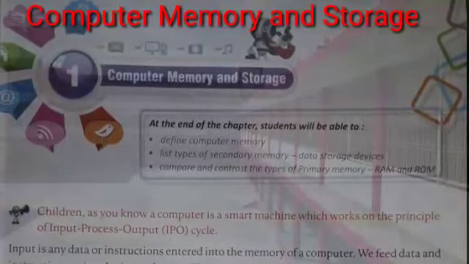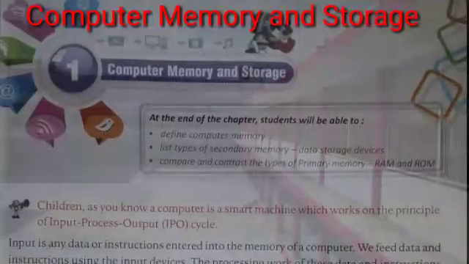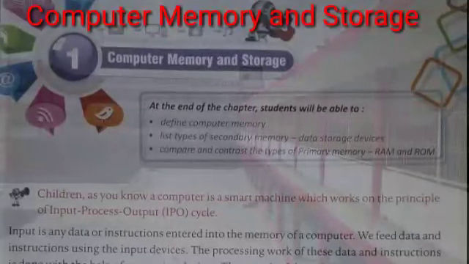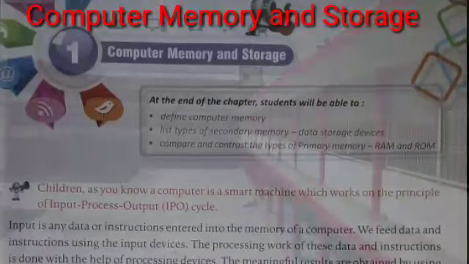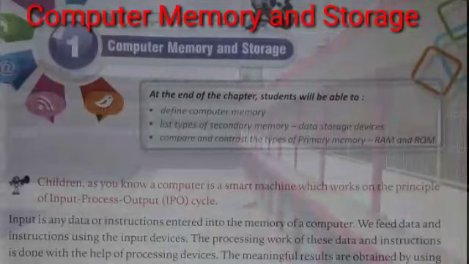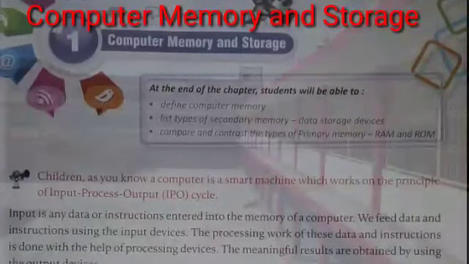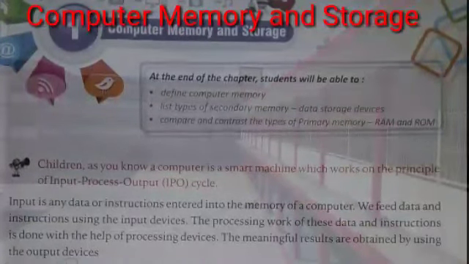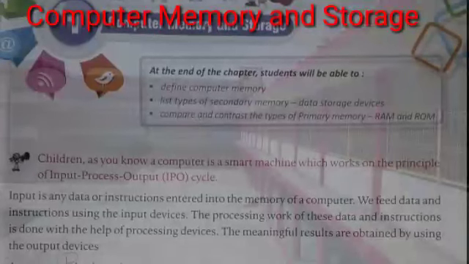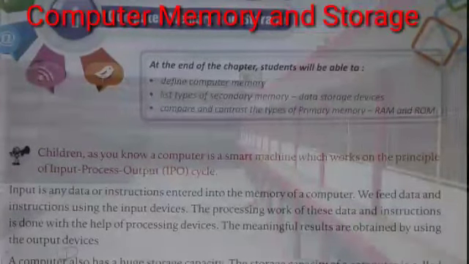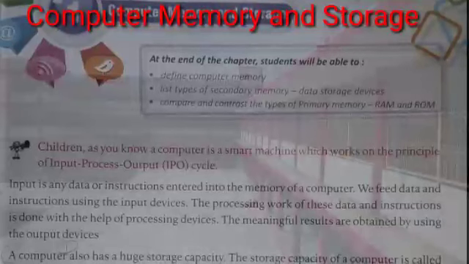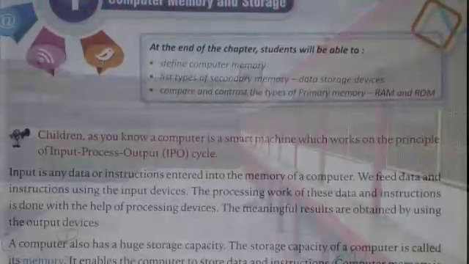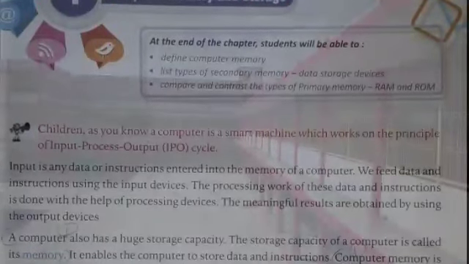Computer memory and storage. Dear everyone, as you know, a computer is a smart machine which works on the principle of IPO cycle. IPO means input, process, output. Input is any data or instruction entered in the memory of a computer. We feed data and instruction using the input devices. The processing work of this data and instruction is done with the help of processing devices. The meaningful results are obtained by using the output devices.